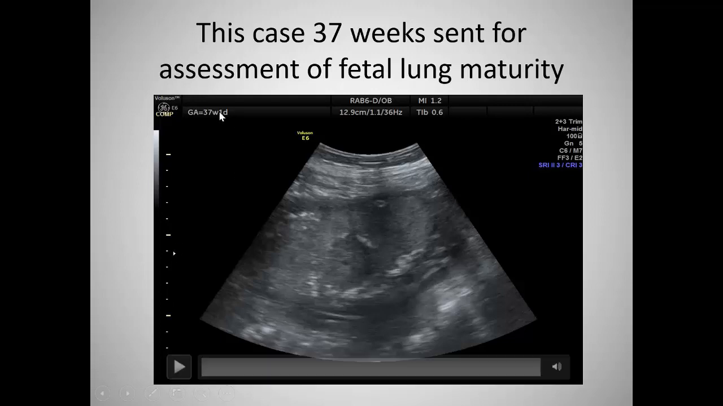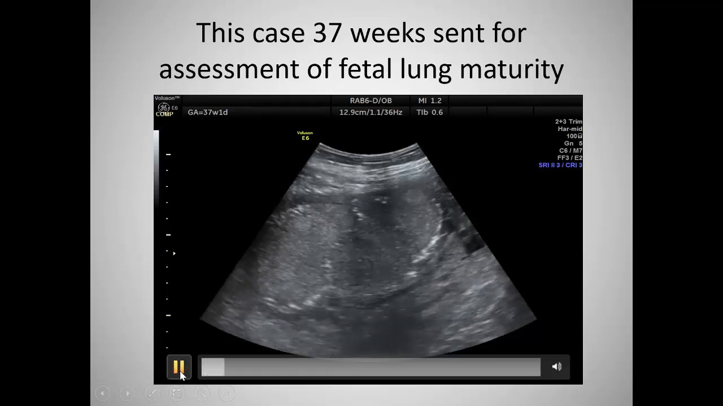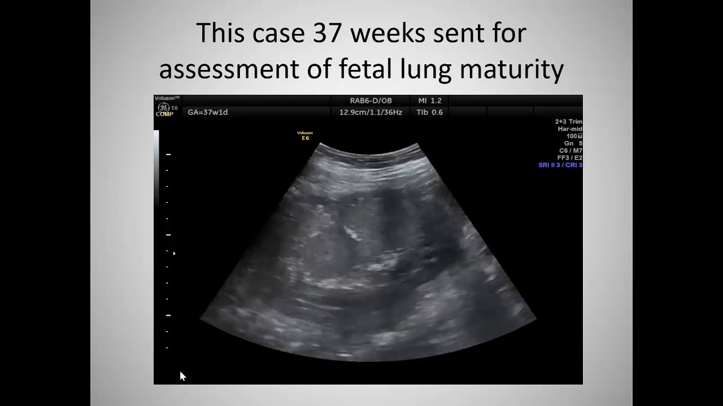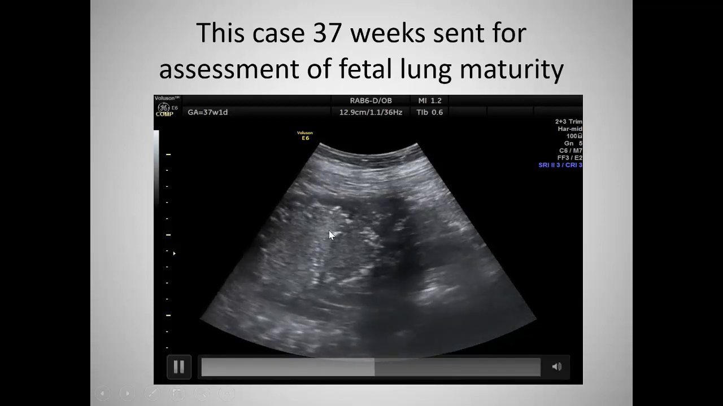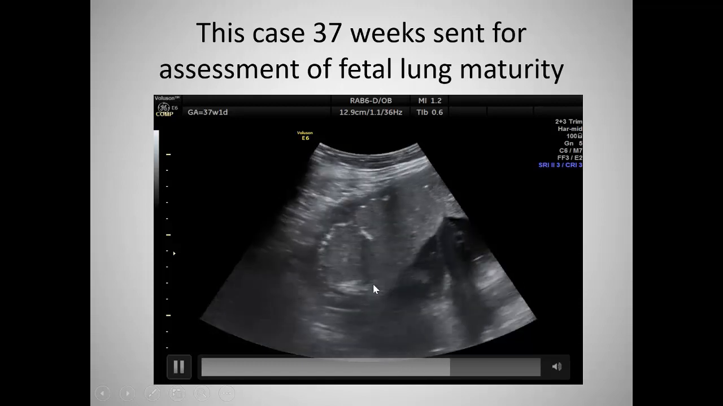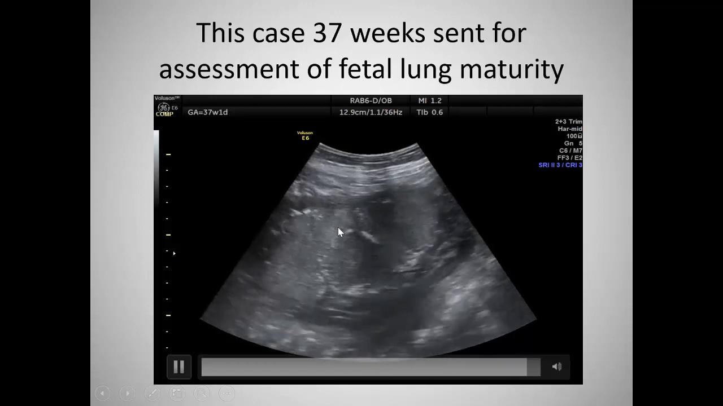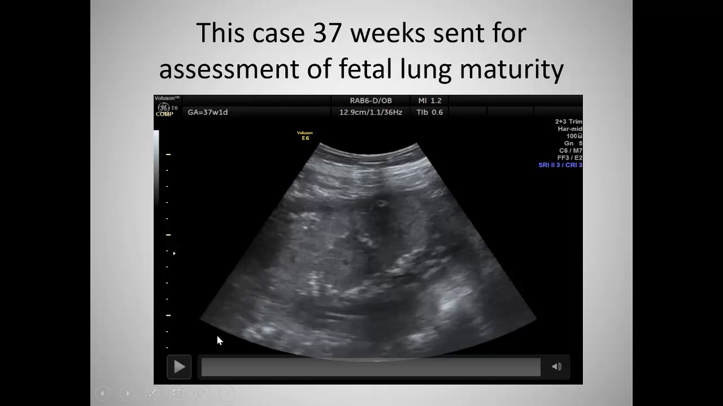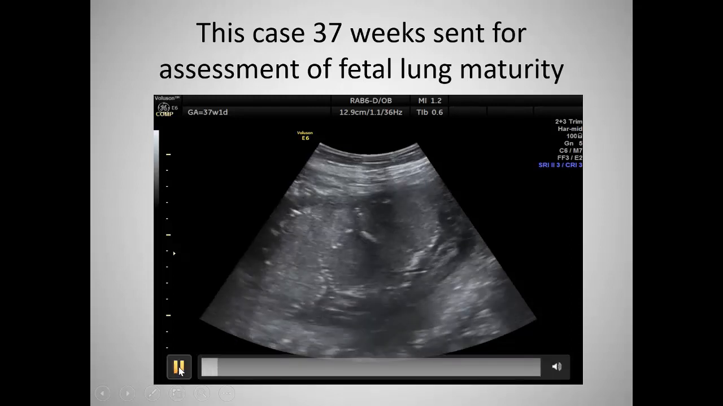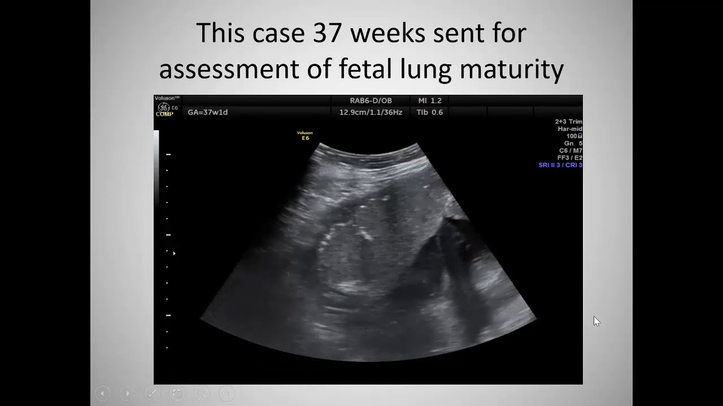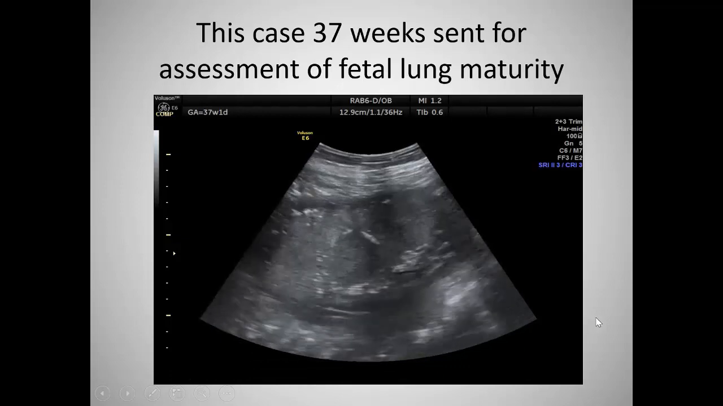This case was sent at 37 weeks, and her doctor sent for fetal lung maturity for elective cesarean section. We will take the parameters that we have said before in this case. First, regarding the placental maturity, it is a grade 3 placenta. Here the cotyledons are seen and the calcifications that start from the chorionic plate to the basal layer of the placenta. So we have here grade 3 placental maturity.